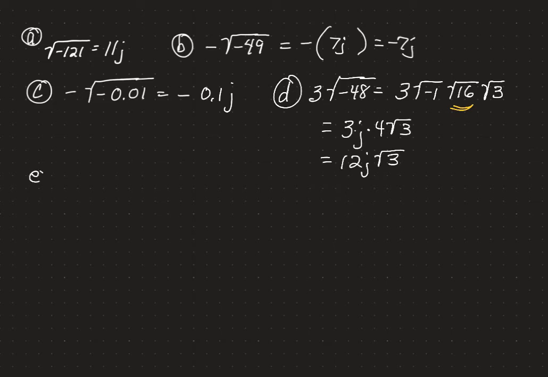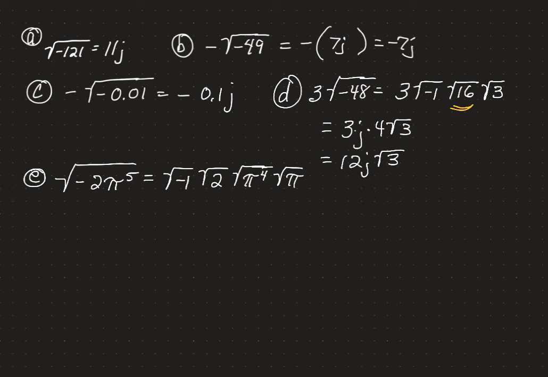All right, and example E, the square root of negative 2 pi. You knew I couldn't leave pi out of it for very long. Okay, we have negative 1 times 2 underneath there, so they're each under their separate square root. Then we have the square root of, now watch this, pi to the 4th times the square root of pi.